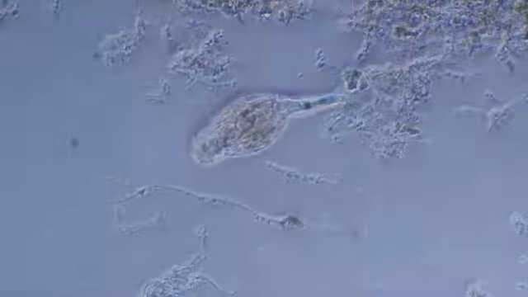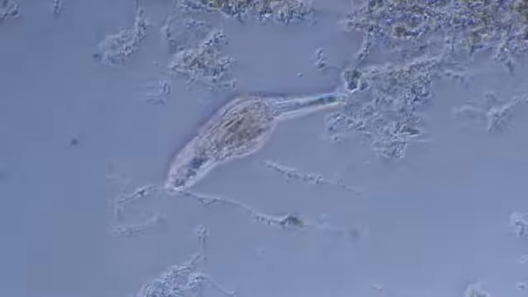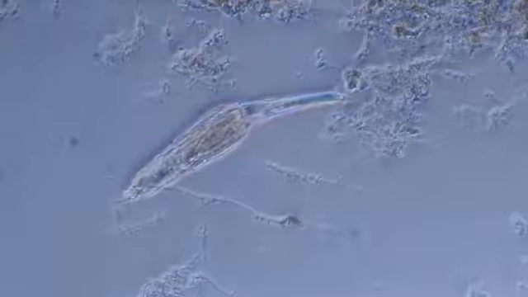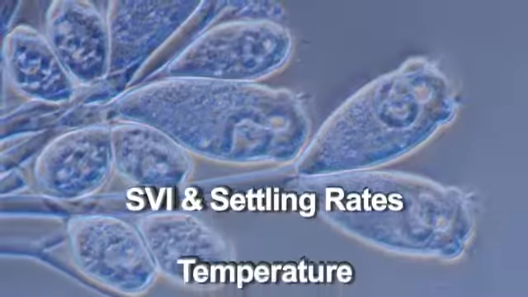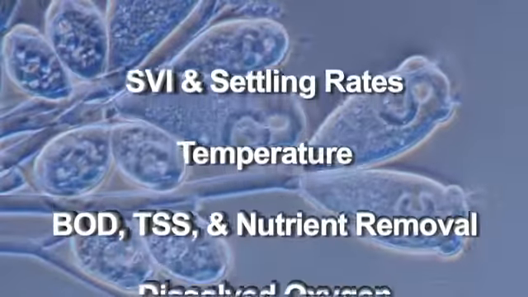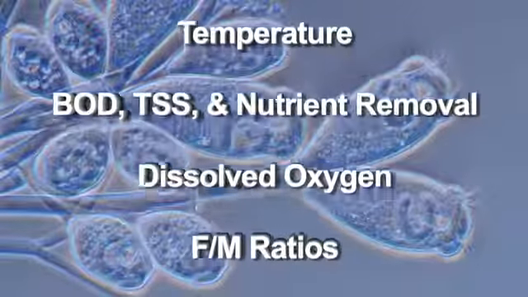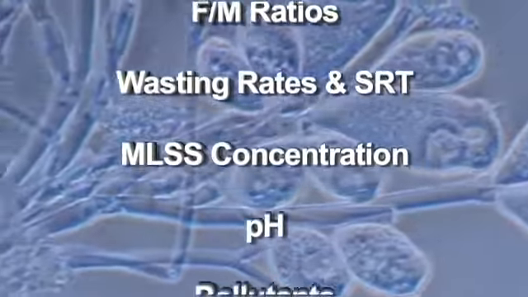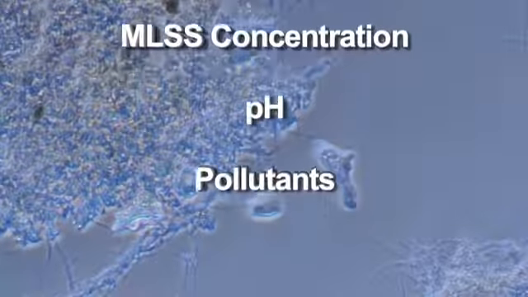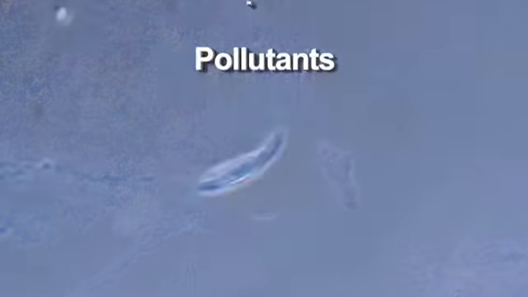So what physical parameters could very well correlate with your microorganism populations? Well, the following list is a good beginning. SVI and settling rates, temperature, BOD, TSS and nutrient removal rates, dissolved oxygen levels, F to M ratios, wasting rates and SRT, mixed liquor concentration, pH, and the presence of pollutants.